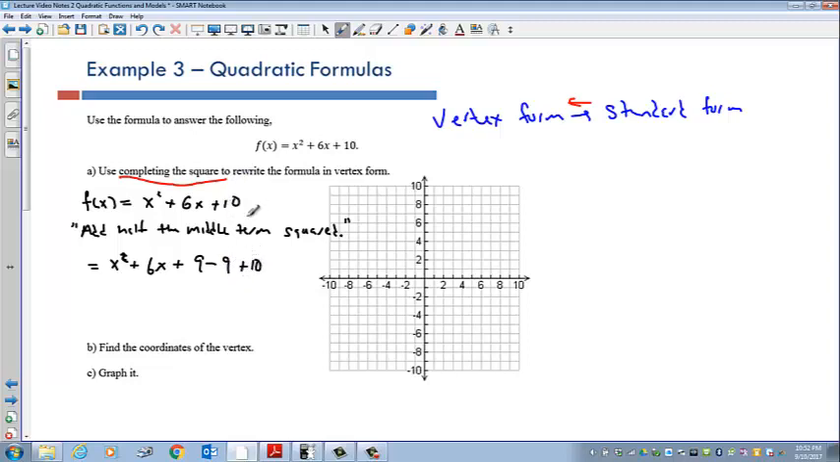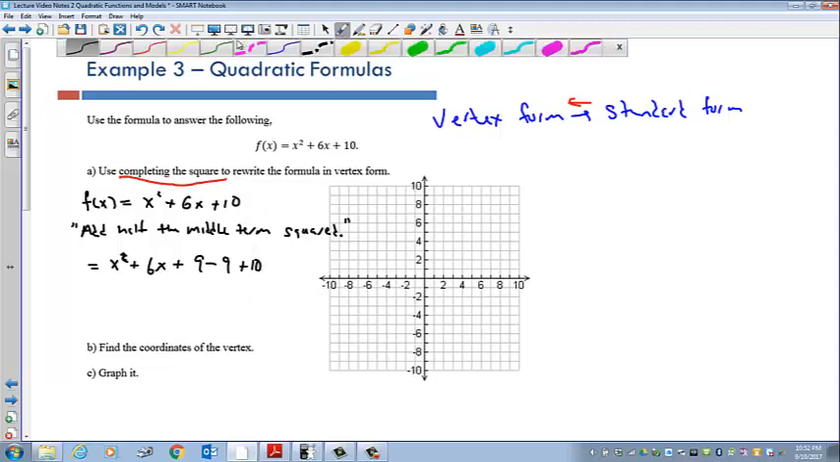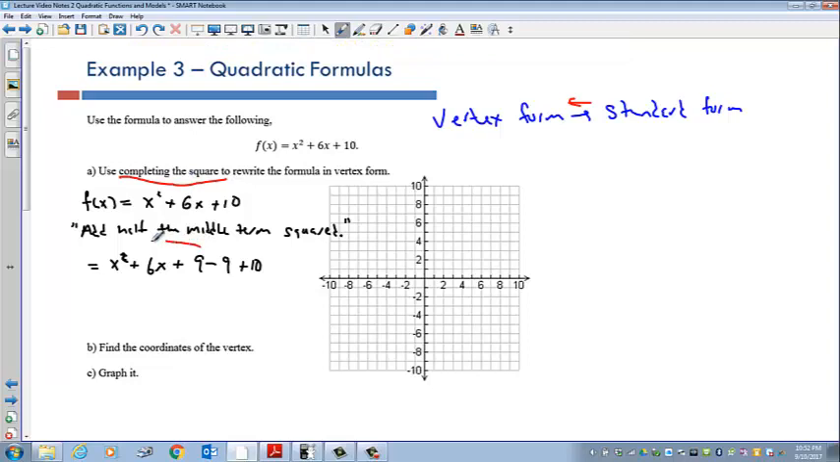And now what does that do for us? Remember, when you complete the square, what happens is this thing right here turns out to be a complete square. Hence the name, completing the square. So if we rewrite this thing, it's going to be x plus 3 quantity squared. Right, that's what this thing in red is. And then minus 9 plus 10, that's just a plus 1.